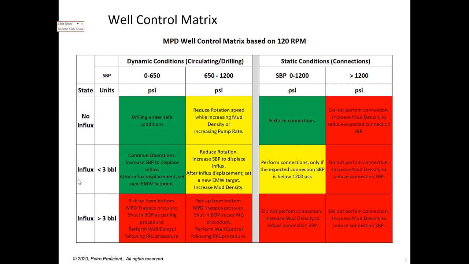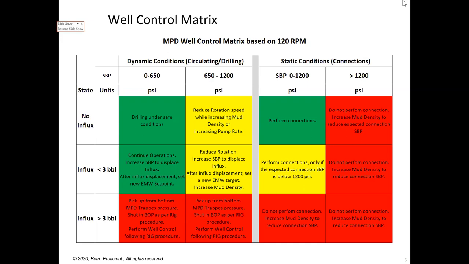So what happens if you get an influx, but it is less than 3 barrels, and you are in this block here? What you need to do is reduce your rotational speed, increase surface back pressure, and displace fluid to the new. You need to calculate your new equivalent mud weight, and gradually increase your mud density. So you do increase your surface back pressure, but at the same time you need to increase your mud weight.